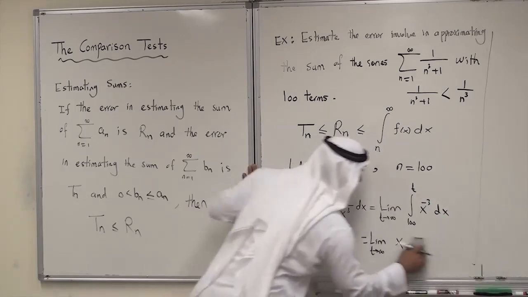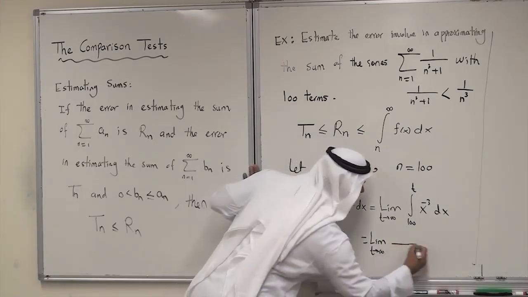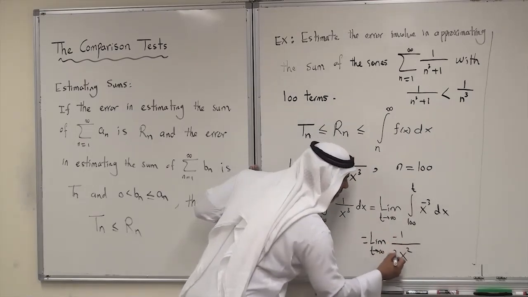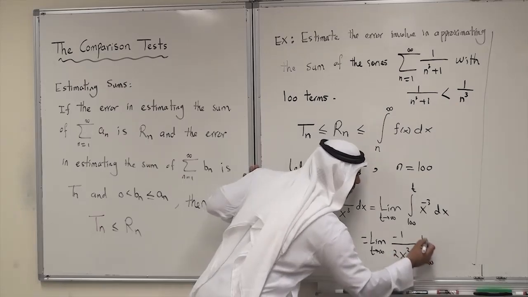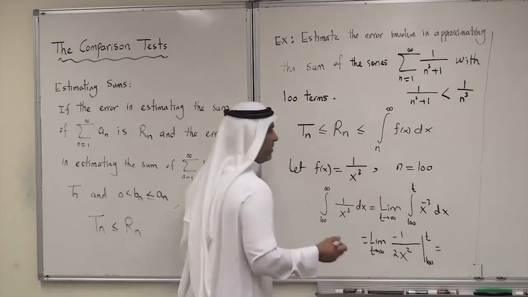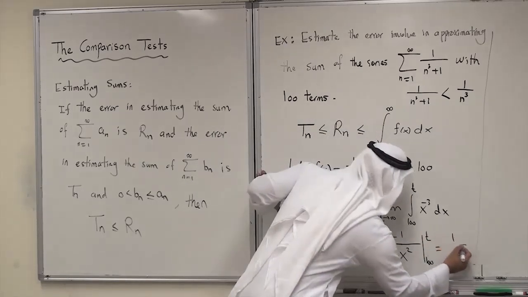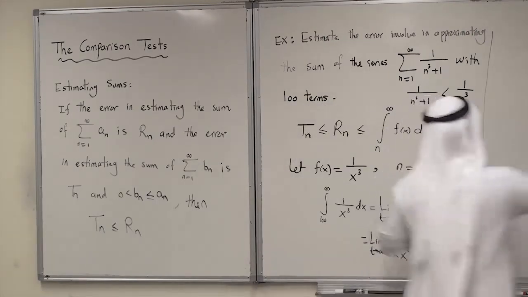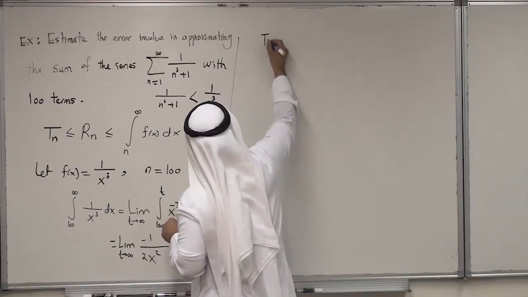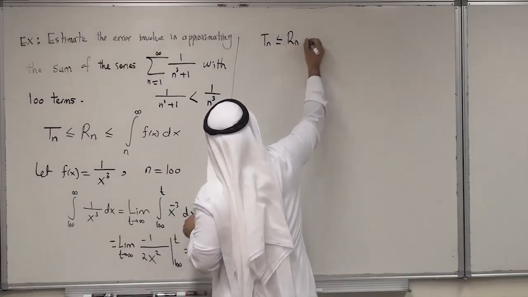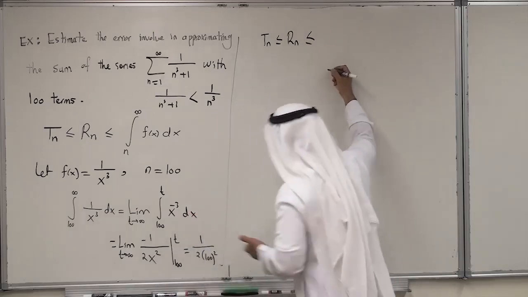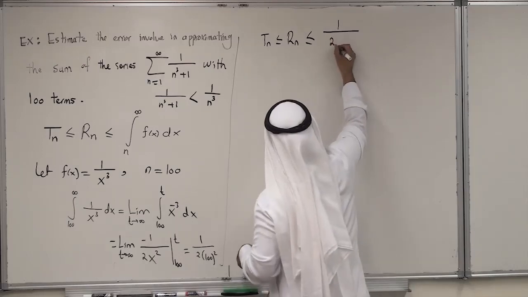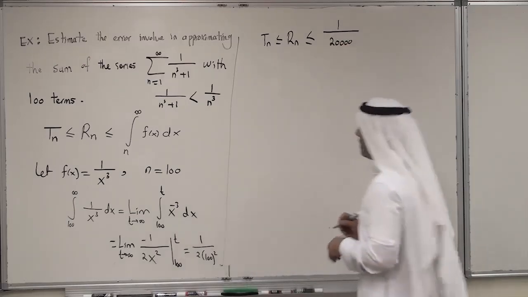So we can rewrite it like this. It is x to the power minus 2 over minus 2, and this will be minus 1 over 2 x squared, evaluated from 100 to t. And you can show that this is equal to 1 over 2 times 100 squared. So our Tn is less than or equal to the error Rn, which is less than or equal to this number, 1 over 2 times 100 squared. That is, 100 squared is 10,000, so this is 1 over 20,000.